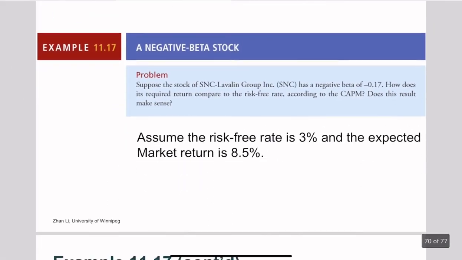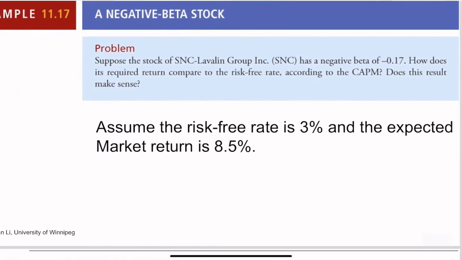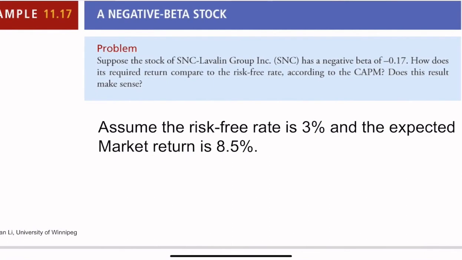Oh, we still have one more question. Suppose the stock of S&C has a negative beta of minus 0.17. How does its required return compare to the risk-free rate according to the CAPM? Does this result make sense?